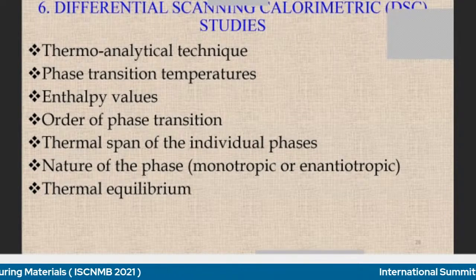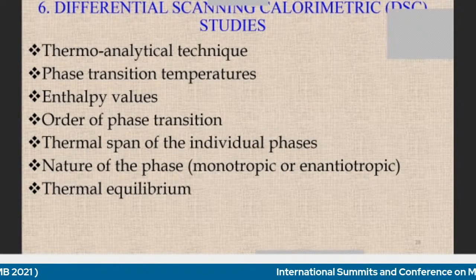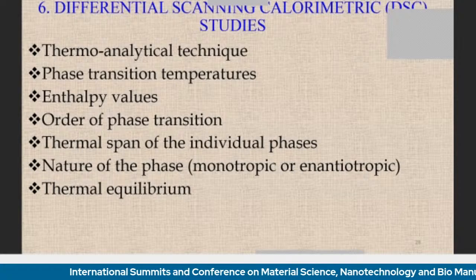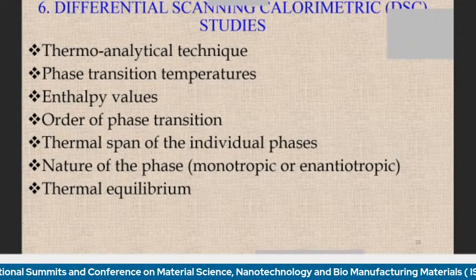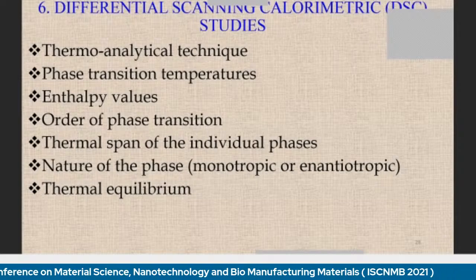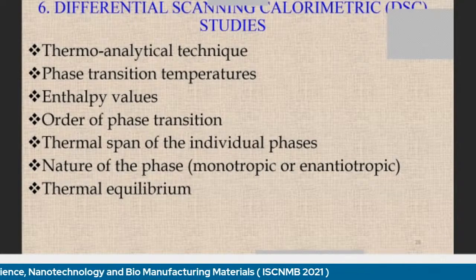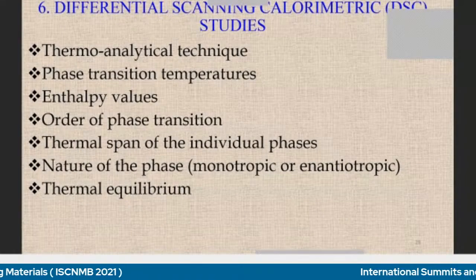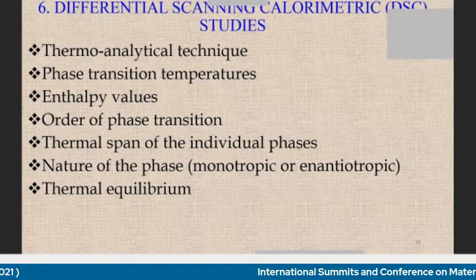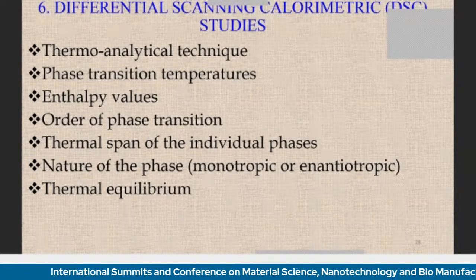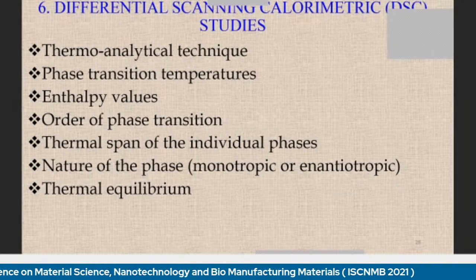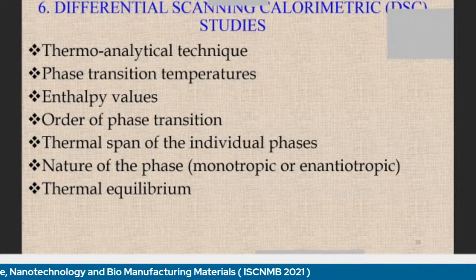data the phase transition temperatures and the enthalpy values possessed by the complex, the order of phase transition, either first order or second order. The strength of the order possessed by the mesogenic phases can be elucidated from the Nowot and Cox parameter, again, which is from only the DSC. From the DSC thermogram, we could derive n number of parameters, and one among them is the order of transition and the thermal span of individual phases. The span exhibited by the individual phases can be clearly captured from these DSC thermograms, that is the heating run as well as the cooling run, and the nature of the phase as monotropic or enantiotropic. So that can be confirmed from the DSC also.